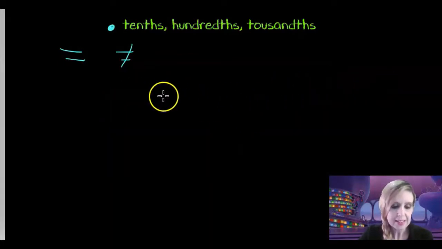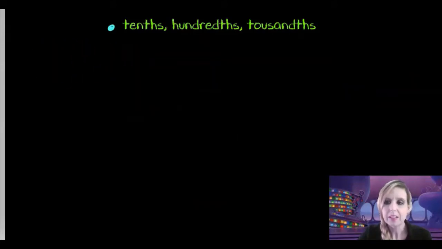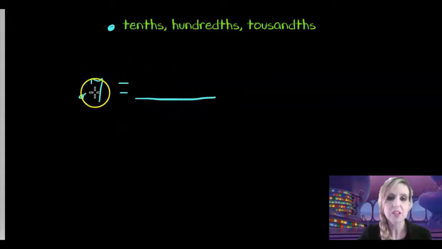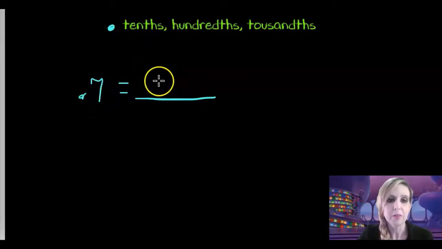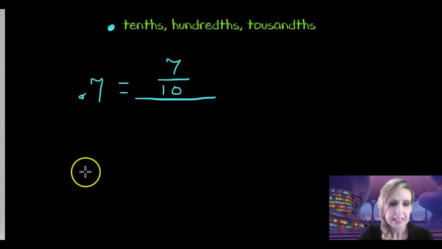Number 2 is asking us to actually write the decimal as a fraction. So let's take a look at A. A has 0.7, and we want to write that as a fraction. How many places do I have? 1. Okay, so I'm going to have 1 zero. That's just going to be a 10, and then I'm just going to write the number as the numerator. So 7/10.